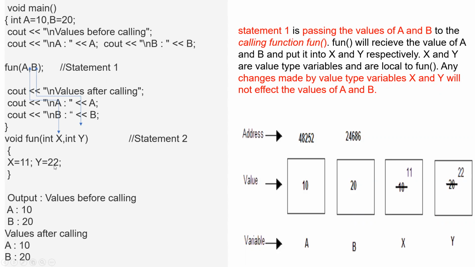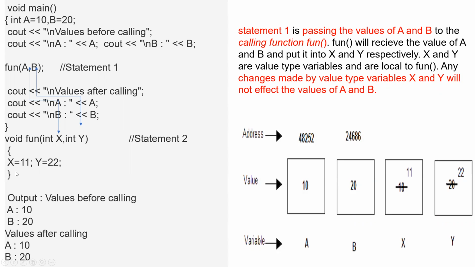Isn't it? But look at the output, children. The output before calling and the values after calling are exactly the same. 10 and 20, 10 and 20. It has not become 11 and 22.